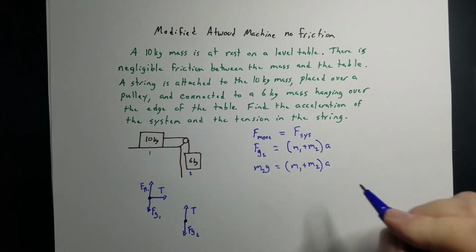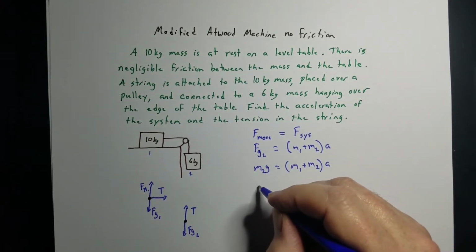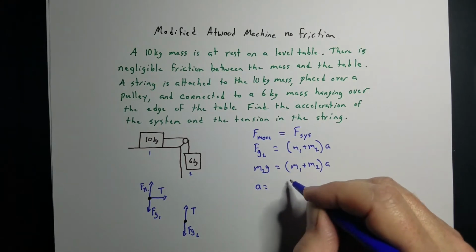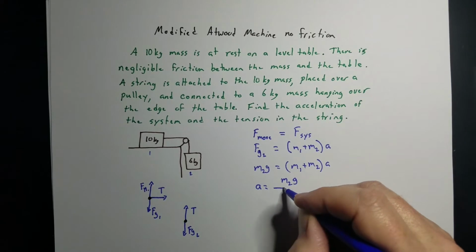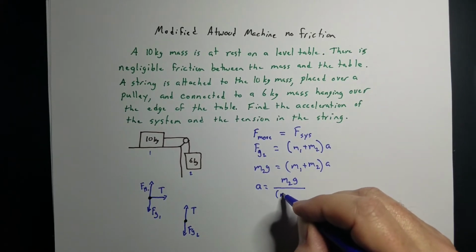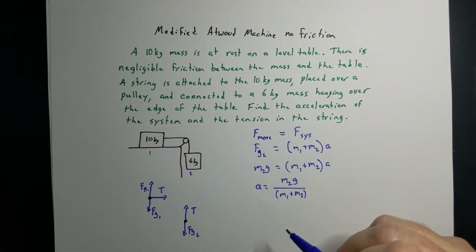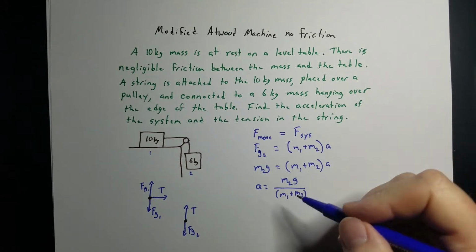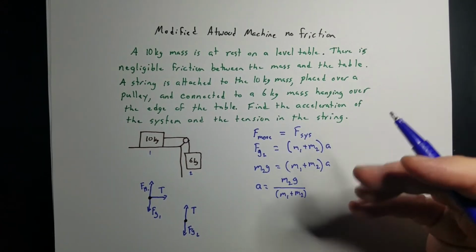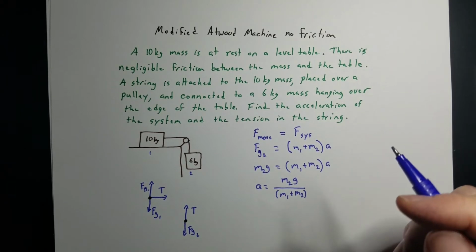And if I want to solve for the acceleration, I just need to divide both sides by m1 plus m2. So acceleration is going to be equal to m2g over m1 plus m2. So now, let's go ahead and put numbers in it. I solved it algebraically. That's great. Usually that's very nice if you start things off, but let's put the numbers in.